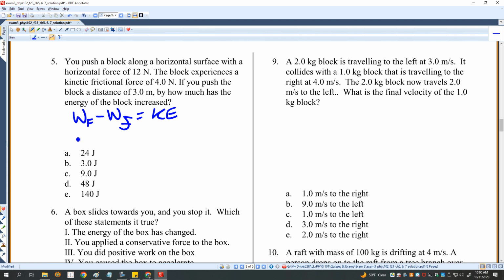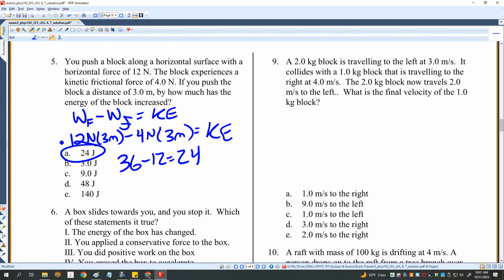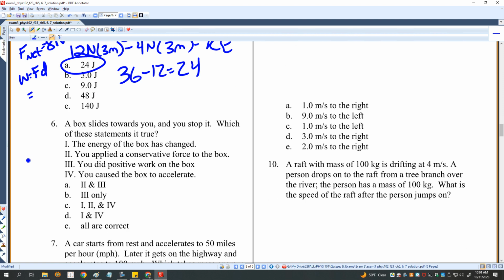That would be the work of the force is 12 newtons times 3 meters minus 4 newtons times 3 meters equals the change in kinetic energy. It's 36 minus 12. So that's the answer. Or I could say that the net force, 12 newtons, 4 newtons, the net force is equal to 8 newtons, and then the work done by that is F times D, which is 8 times 3, which is also 24.